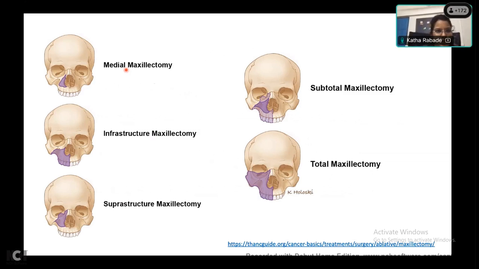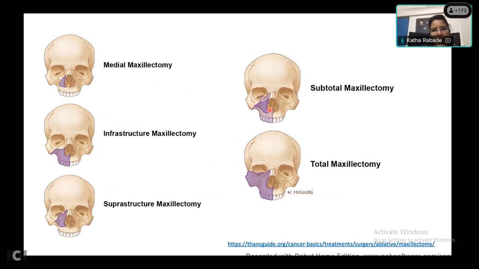These are some photographs of maxillectomy specimens. The first one, medial maxillectomy, is where the medial part of the maxilla is removed with the lateral nasal wall, the floor and the medial part of the maxilla. Infrastructural maxillectomy is the lower part of the maxilla. Suprastructural is where the upper part of the maxilla is removed and the alveolar part is left.